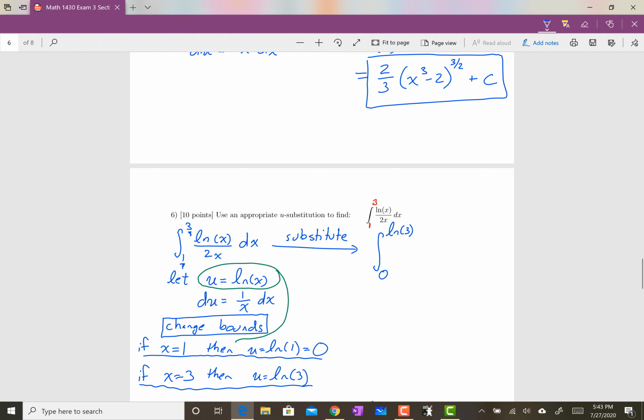Now what about the problem? Well, we have a 2 in the denominator that didn't show up anywhere else, so it's going to stay there. So I'm going to still have a 1/2. The 2 is going to be in the denominator. Now the natural log became the u value, and the 1 over x dx is my du value. So I'm really integrating from 0 to the natural log of 3 of 1/2 u du. All right, well, what's that?